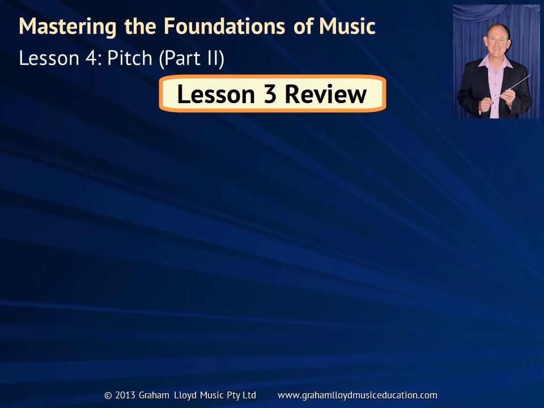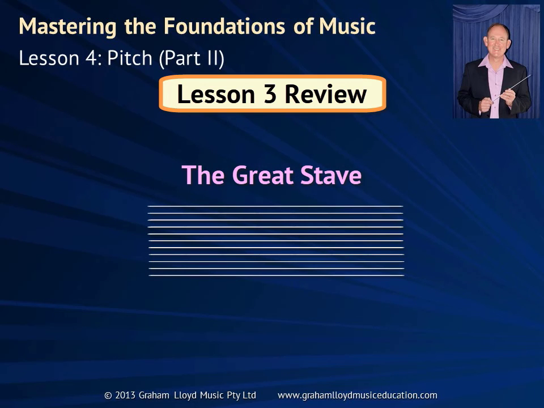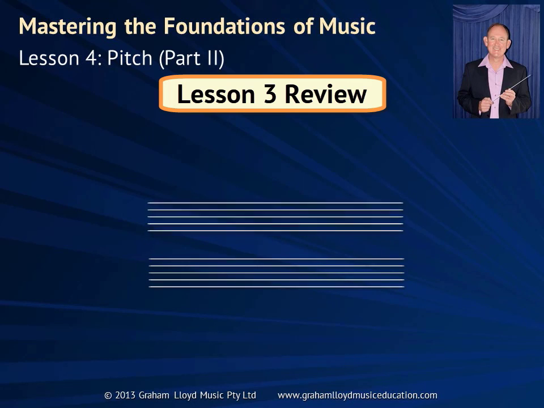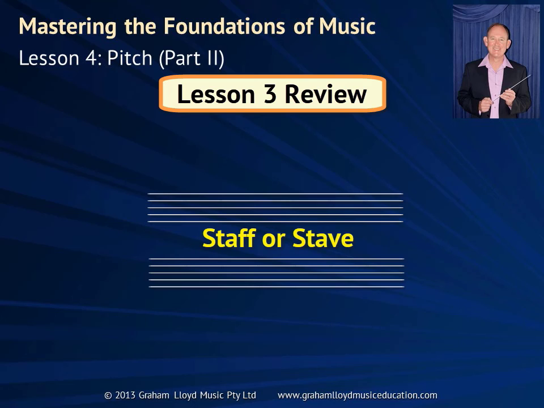So we only needed enough lines to cover 22 notes, which brought us to the great stave. The great stave was then separated to become 2 groups of 5 lines each. This group of 5 lines is known as a staff or stave. I've been accustomed to referring to this group of lines as a stave and will use this term throughout these lessons. The word staff is still reasonably common, however.